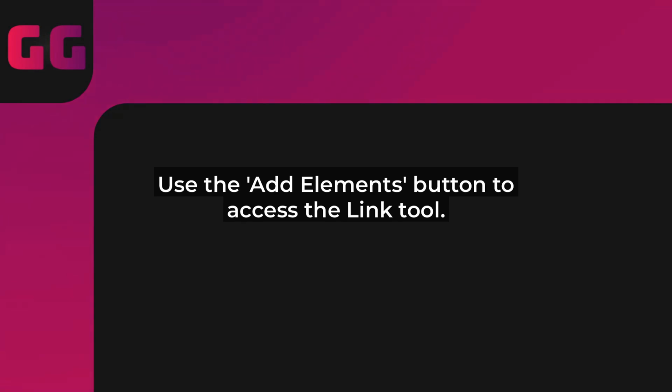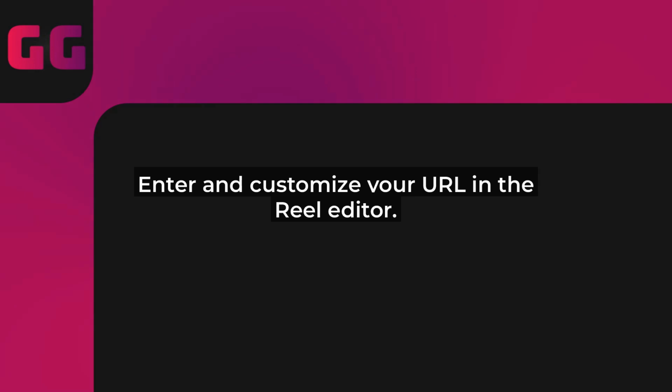Once you're in the reel editor, record or upload your video content as usual. After that, look for the Add Elements button. It's usually represented by a sticker or text icon. In 2025, Instagram has made it easier by introducing a dedicated link tool. Tap on that, and you'll see a prompt to enter your URL.